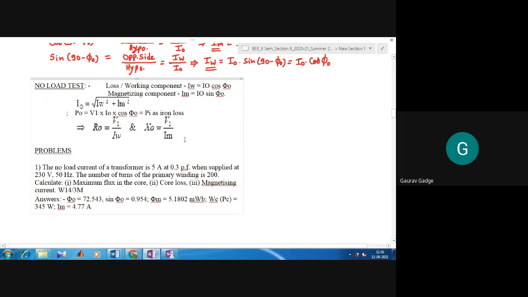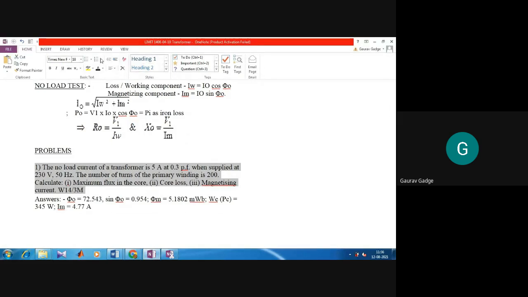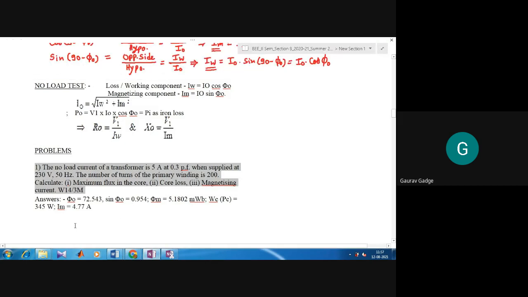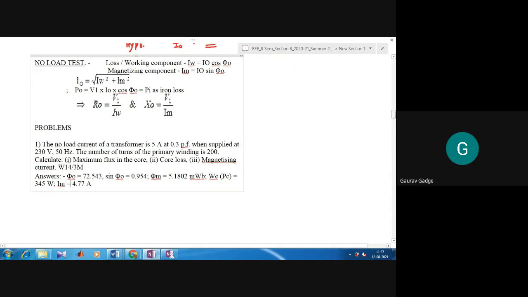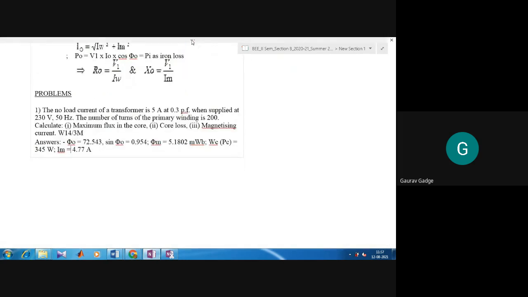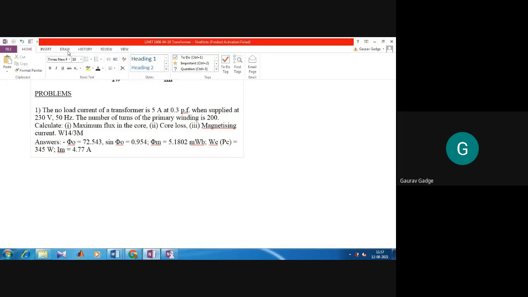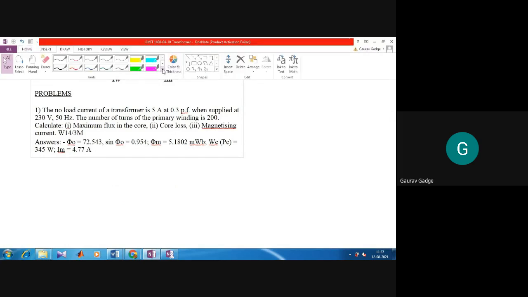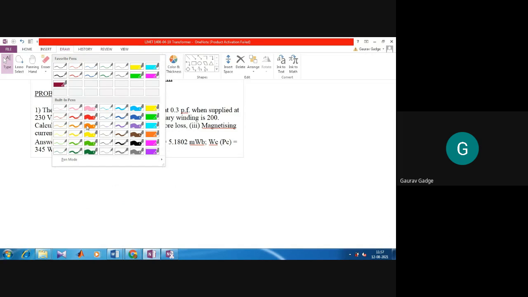Okay, now let us take this numerical. इस न्यूमेरिकल के आंसर्स मैंने यहाँ पर दिए हुए हैं, so you can take those answers as a reference. Let us solve. Yeah, now all of you just keep calculators ready so that we can solve this numerical.